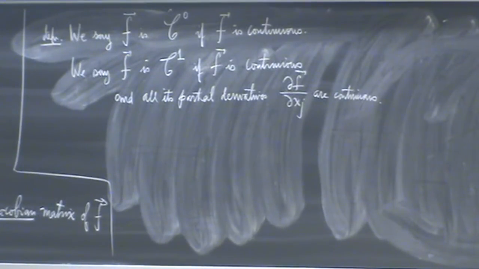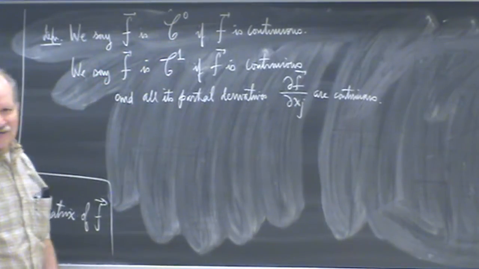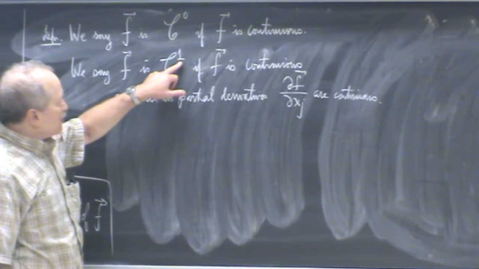Does anyone have a conjecture about what happens as I change those numbers? Go down the line. Differentiable. Just keep going. Becomes differentiable. C1. Say again? If it's C1, it's differentiable. Oh, well, okay. But I was wondering what would happen if I put a 2 there.